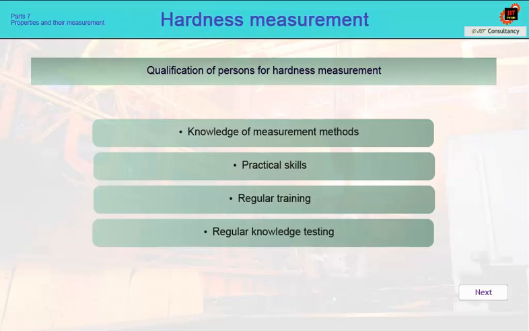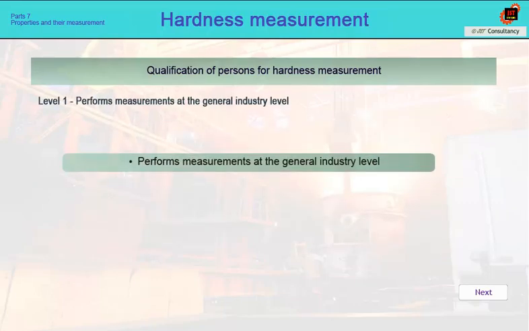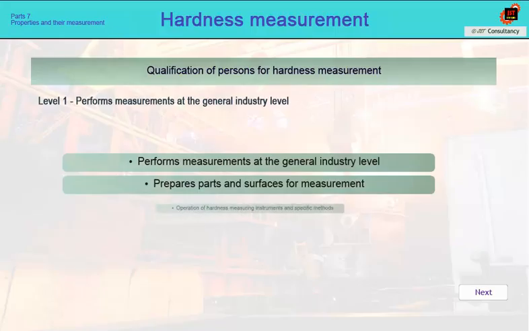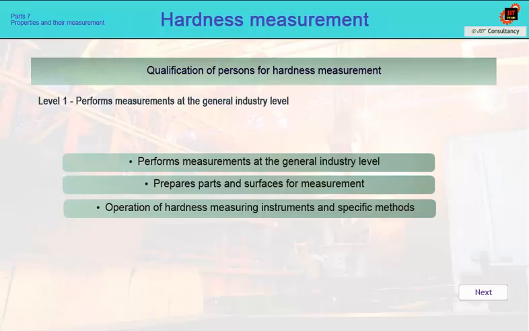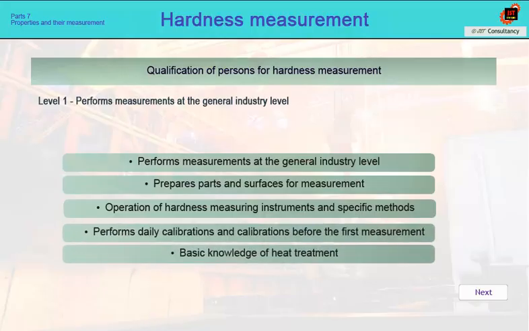They are usually divided into Level 1 personnel, who carry out measurements at the general industry level, where there are no special rules as in aerospace production. In addition to the measurement itself, they must be familiar with the preparation of parts and surfaces for measurement, with the operation of hardness measuring instruments, and with specific measurement methods. They must be trained to carry out daily calibration or calibration before the first measurement. In addition, they must have basic knowledge of heat treatment.